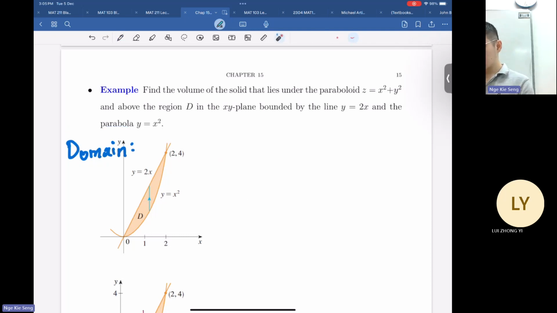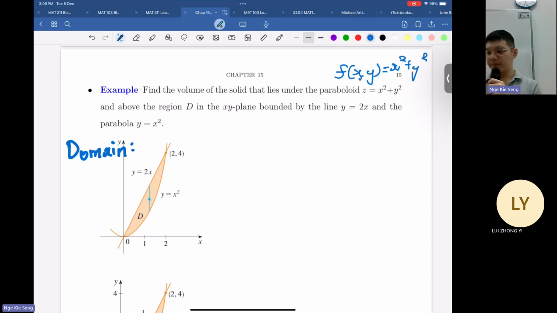So your function is what? z equals x squared plus y squared. So this surface lies in R3, f(x,y) equals x squared plus y squared. And then you want to find the volume that lies under this paraboloid. Meaning what? You need to find the double integral, because x squared plus y squared is always greater or equal to 0. So you need to find the double integral of this function above this region.